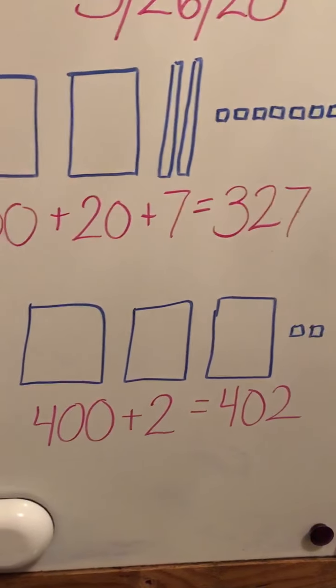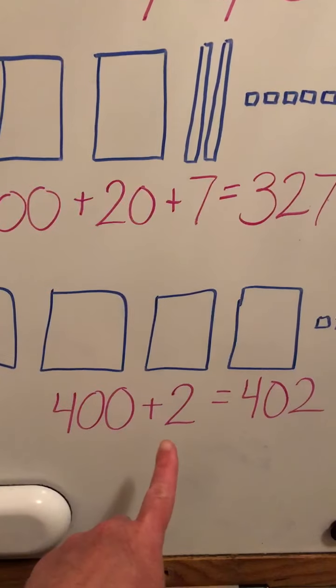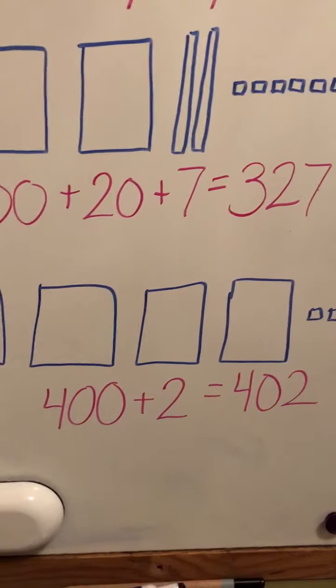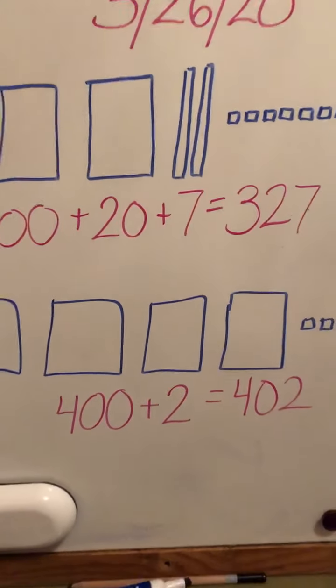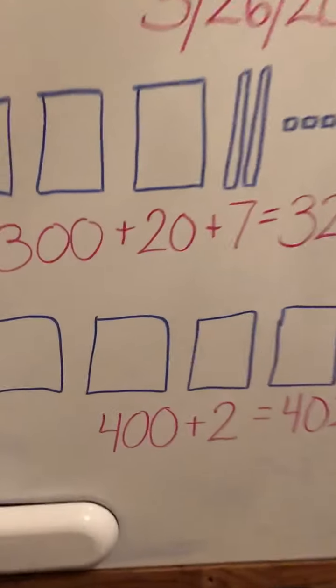But look, isn't that what you see here? Listen, 402. See, that's exactly what we're saying with this 3-digit number. And that is what we call expanded form. Okay, let's do another one.